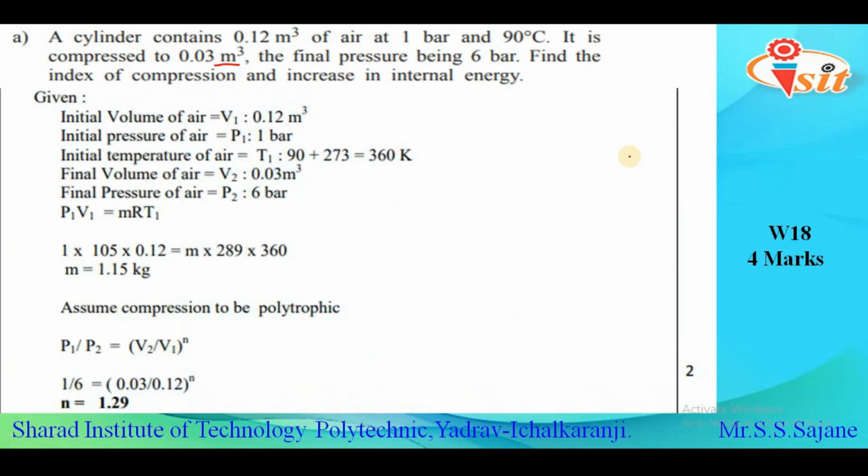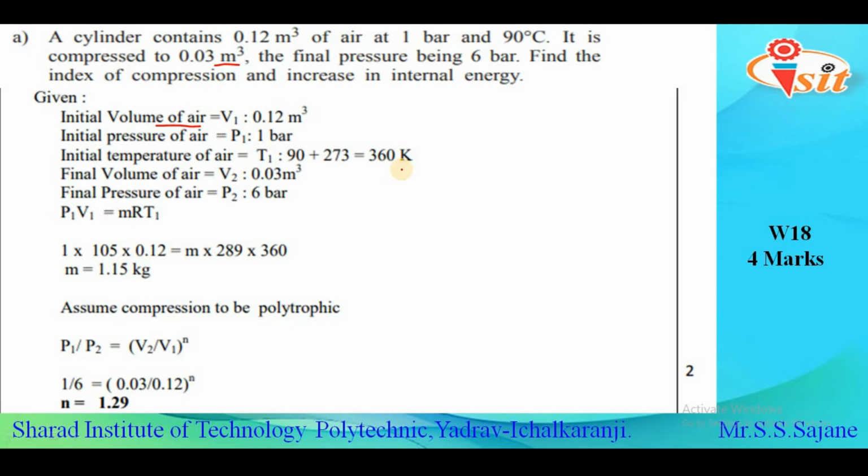So first of all we will note down the given data. We have initial volume, that is V1 equal to 0.12 meter cube. Then the initial pressure of air, which is 1 bar. Initial temperature T1 equal to 90 degrees Celsius. So we are converting it into its standard SI unit, that is we will add 273, and the final value will be 360 Kelvin. Then we have final volume V2 equal to 0.03 meter cube, and the final pressure of air, that is P2, is equal to 6 bar.